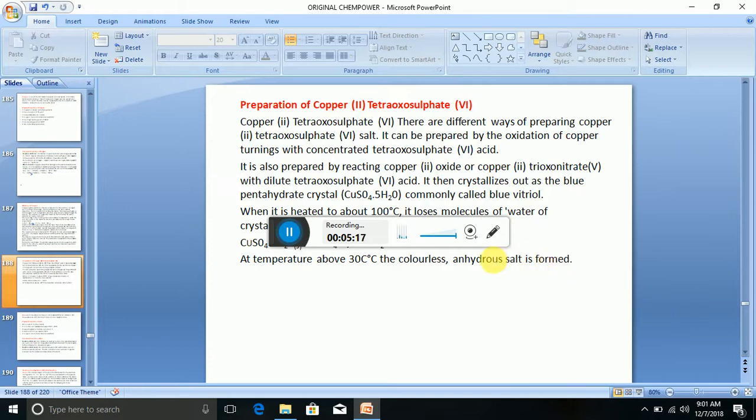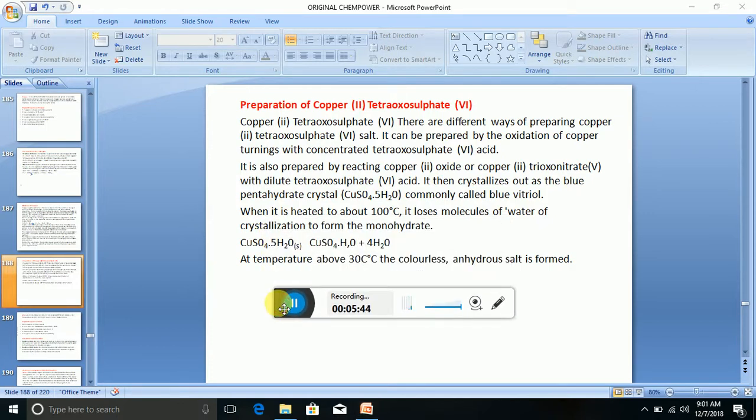Preparation of copper 2 tetraoxosulfate 6. There are different ways of preparing it. It can be prepared by the oxidation of copper turnings with concentrated tetraoxosulfate 6 acid. It is also prepared by reacting copper 2 oxide or copper 2 trioxonitrate 5 with dilute tetraoxosulfate 6 acid. It then crystallizes out as the blue pentahydrate crystal, commonly called blue vitriol.